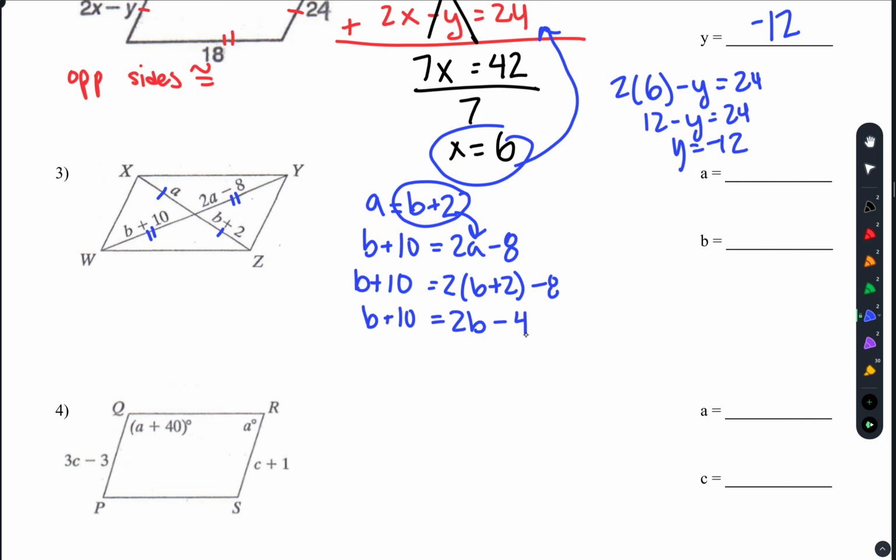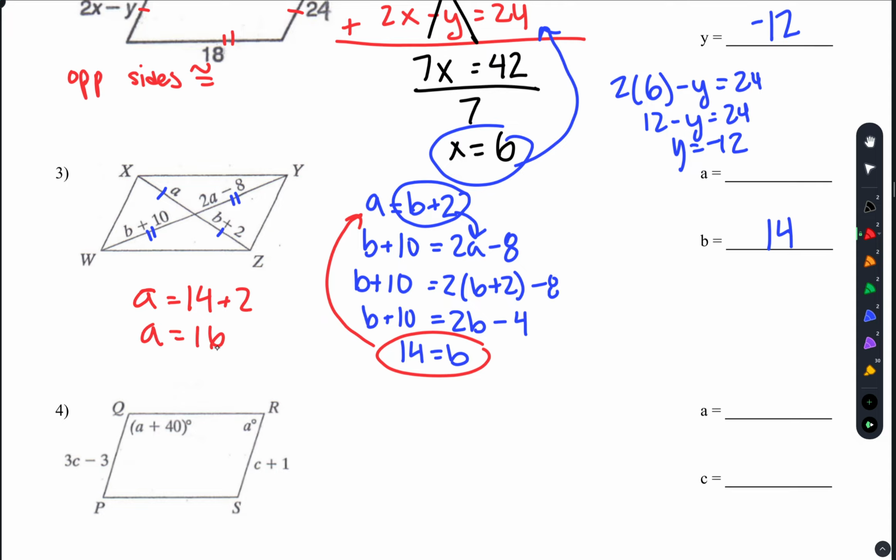I'm skipping steps, sorry. But then I get 14 equals b. And from there, it's just a matter of plugging back in to get that a equals 14 plus 2, or 16.